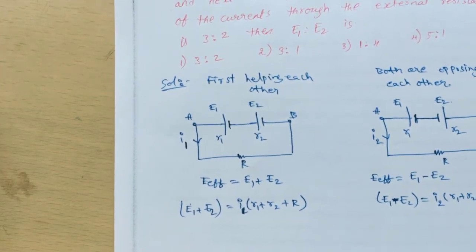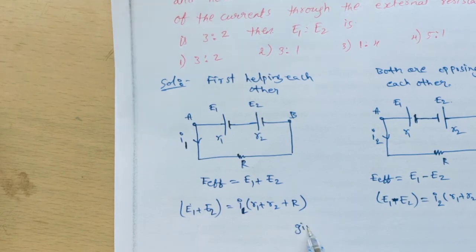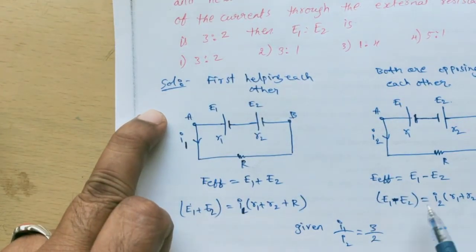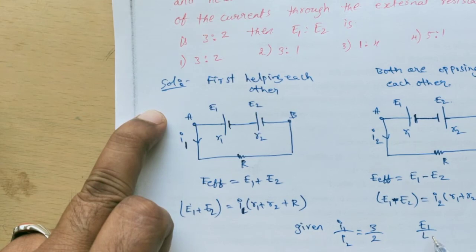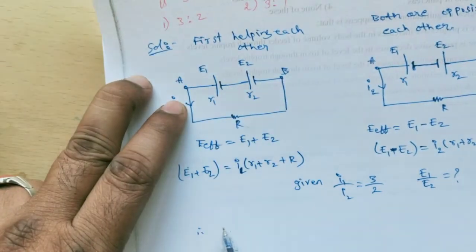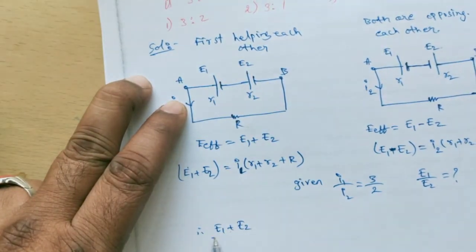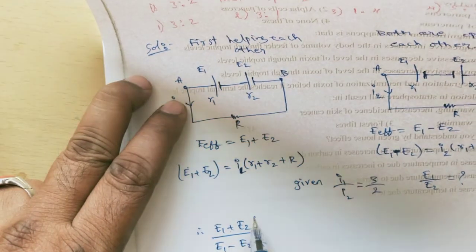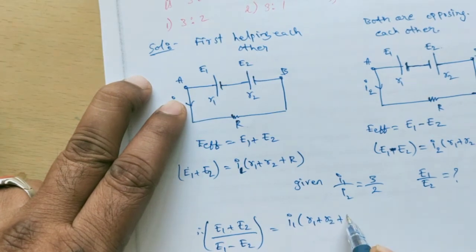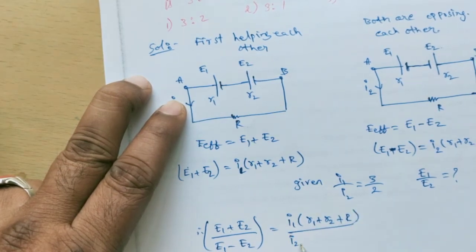Then in the given question, I1 divided by I2 is given as how much? 3 by 2 is given. So we are expecting the E1 divided by E2 value. By taking the ratios, we can represent it like this: E1 plus E2 by E1 minus E2 is equal to I1 into R1 plus R2 plus capital R, by I2 into R1 plus R2 plus capital R.